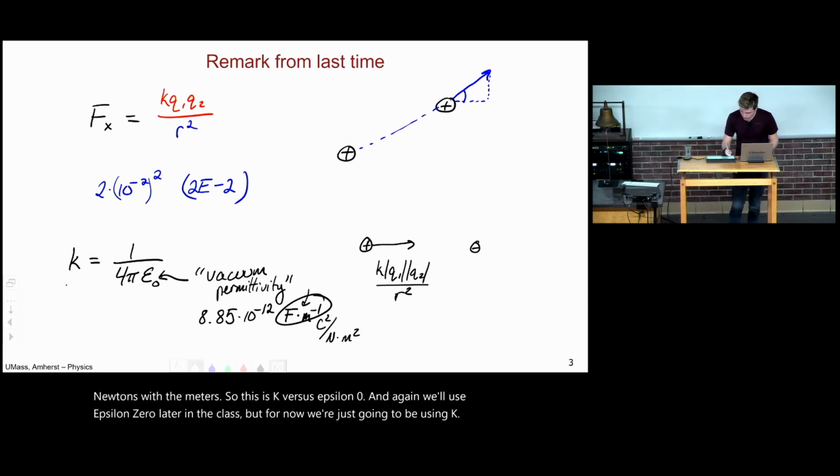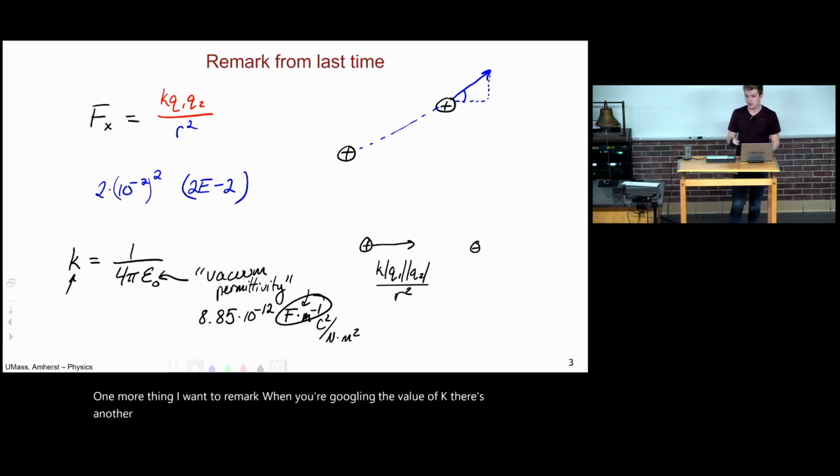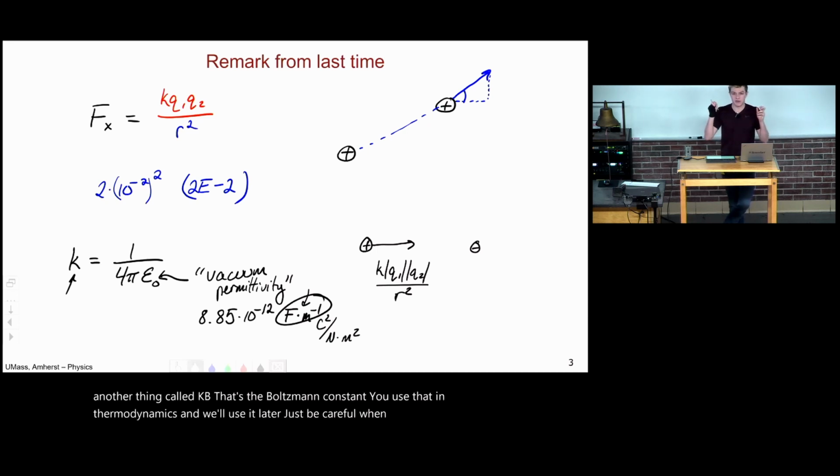One more thing I want to remark. When you're Googling the value of K, there's another thing called KB. That's the Boltzmann constant. You use that in thermodynamics, and we'll use it later. Just be careful when you're Googling what's the value of K. Specify it's the Coulomb constant, not the Boltzmann constant, because they have the same letter.